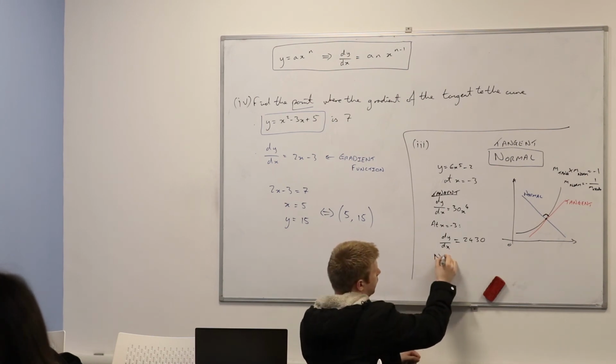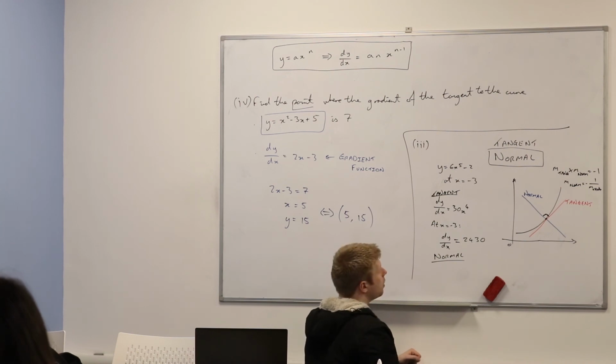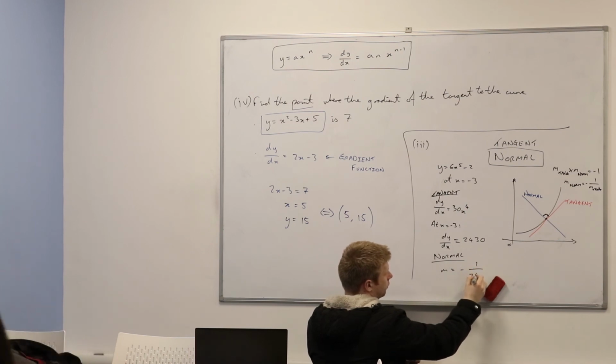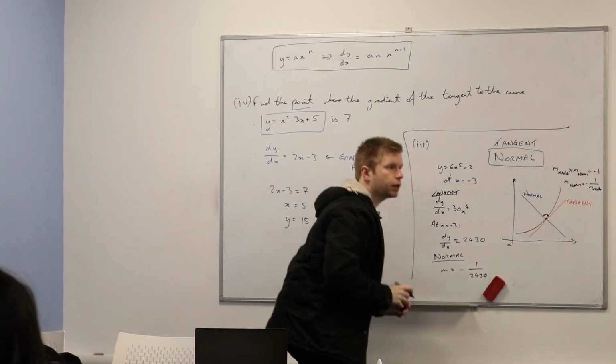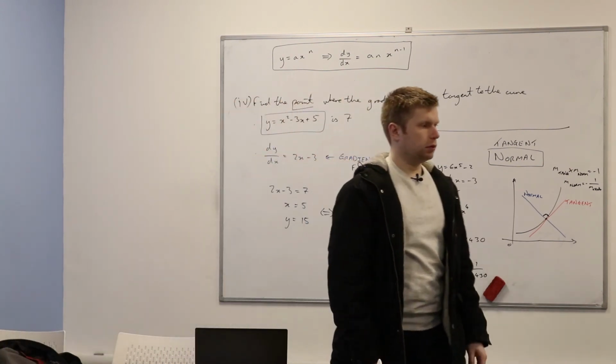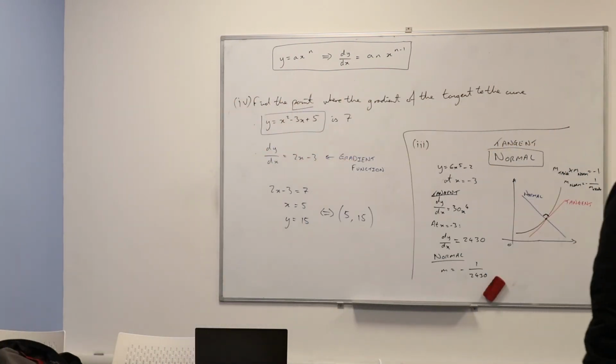How can I use that to find the gradient of my normal? Well, -1 over that. Good. That's it. It's no more work. Absolutely no more work. If you can find the gradient of the tangent, you can find the gradient of the normal really easily.